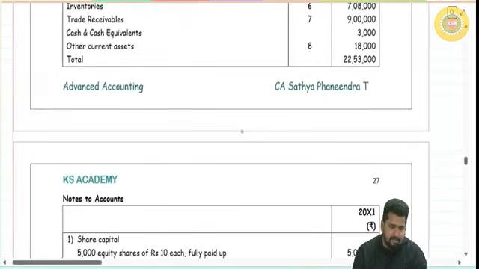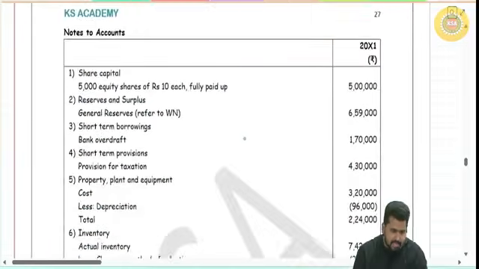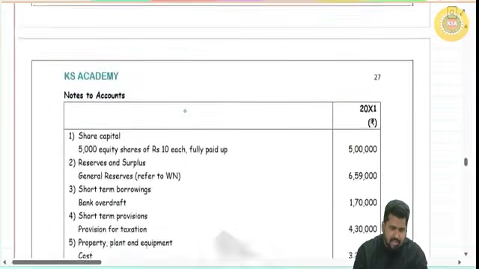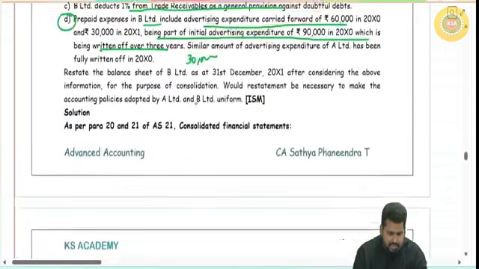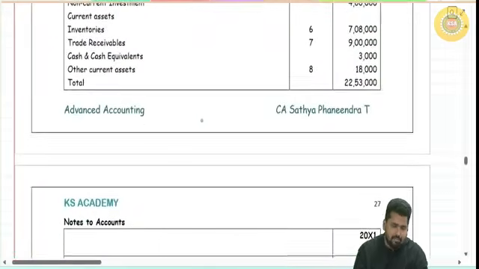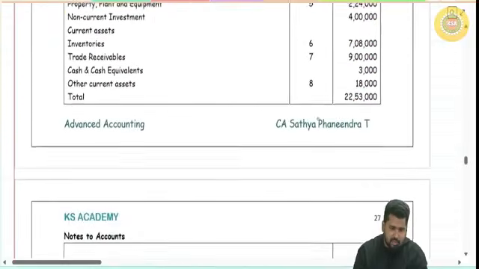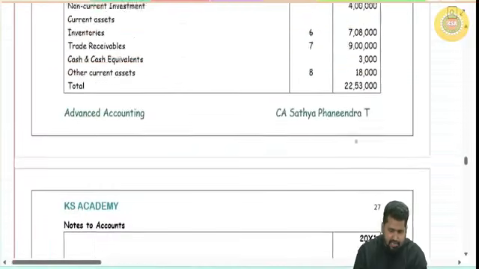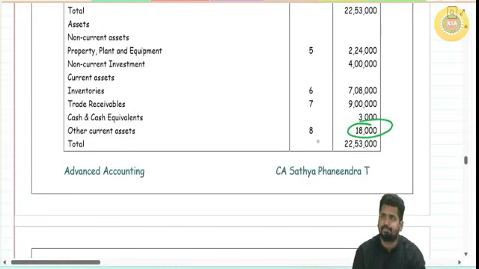And similarly, prepaid expenses. If you see the working note, prepaid expenses, you have an actual value of 48. What is the closing balance? 48. So from 48 subtract this 30 also. You have to show 18. This 18 only they are showing here. Clear?